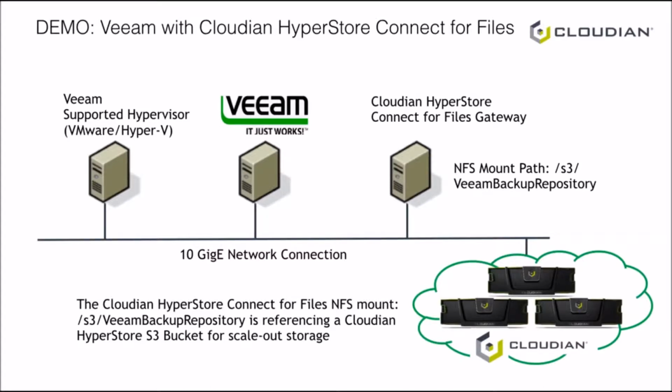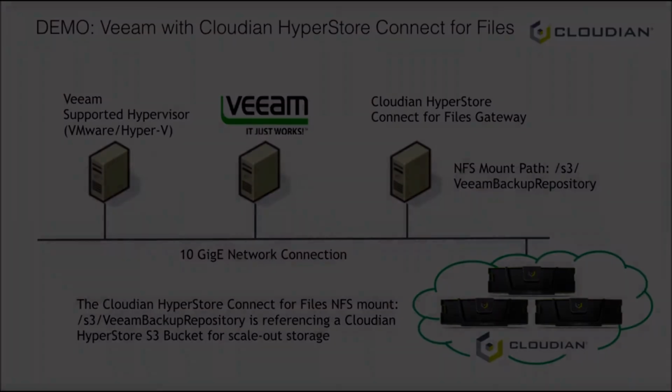The next thing that we also want to look at is cloud storage solutions such as Cloudian for solutions such as Veeam. How does it actually work as well? Cloudian has just come out with what we call the Cloudian HyperStore Connect for Files. In this particular setup, what we have is a Veeam supported hypervisor, which is either VMware or Hyper-V. In this particular demo, we will have it as VMware. And then the Veeam backup and repository server, the Cloudian HyperStore Connect for Files gateway, which is NFS mounted as a Veeam backup repository, and our Cloudian HyperStore Connect for Files for NFS, that's referring to a Cloudian HyperStore S3 bucket. All of this is connected through a 10 gig network connection.